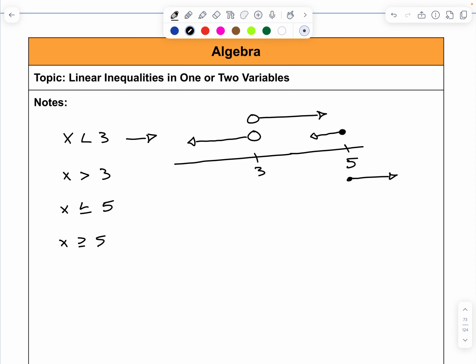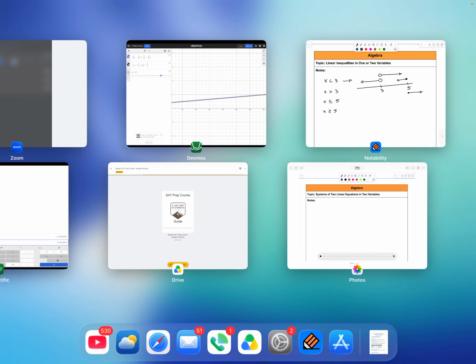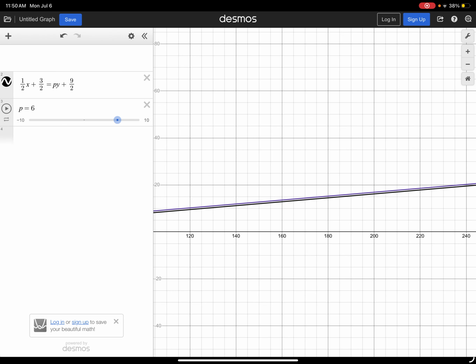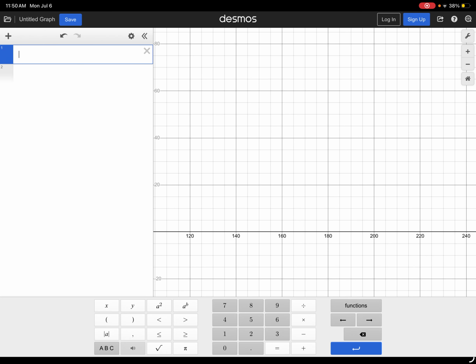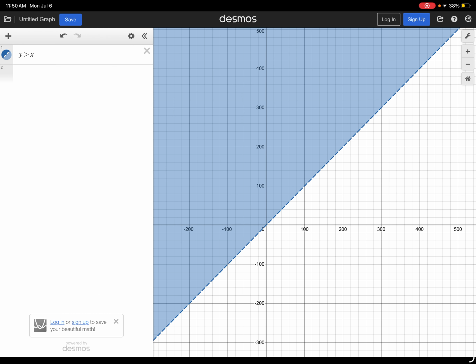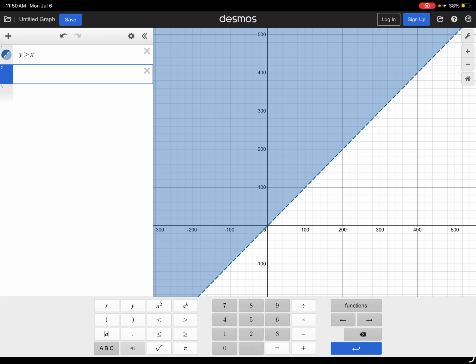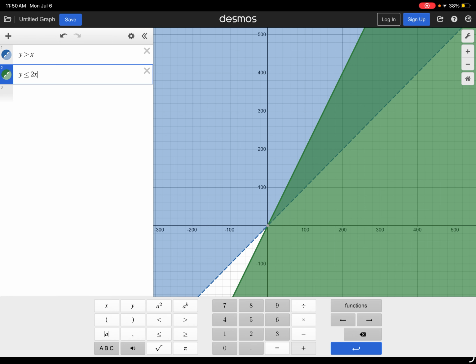When we graph these on Desmos, here's what this looks like. Let's come up with an example. We'll say y is greater than x. We will also say y is less than or equal to 2x plus 6. Whoa, there's a lot going on here. So we have the green and the blue.